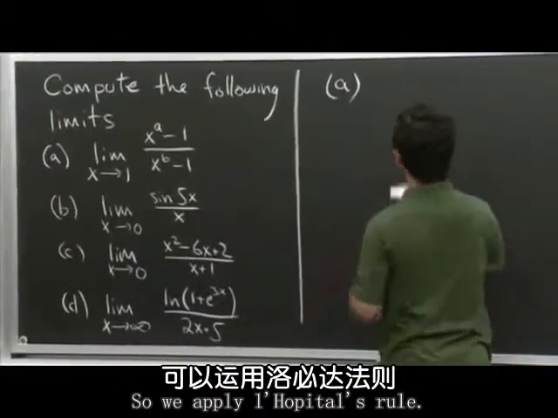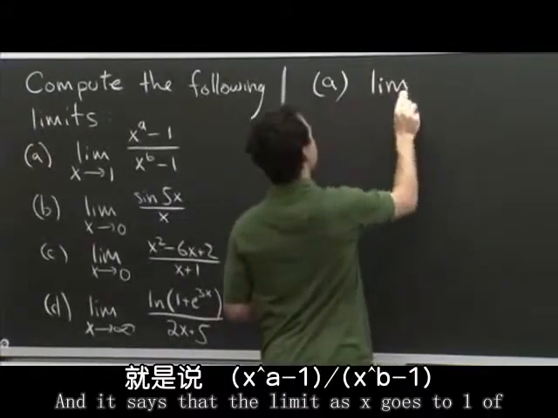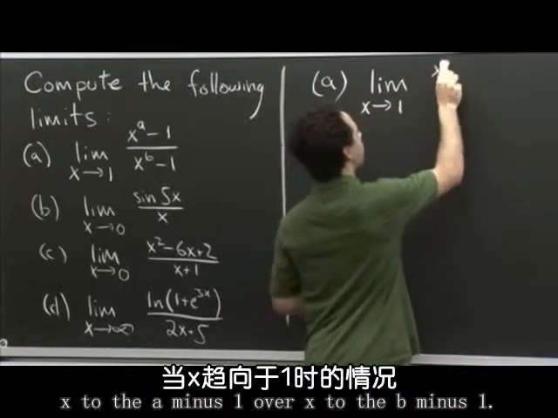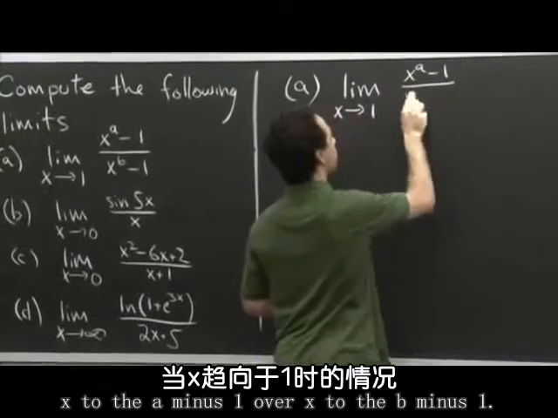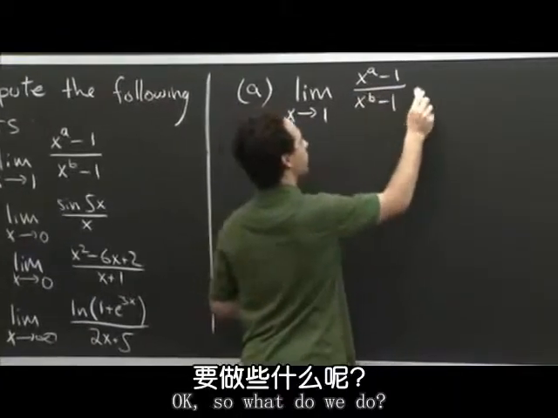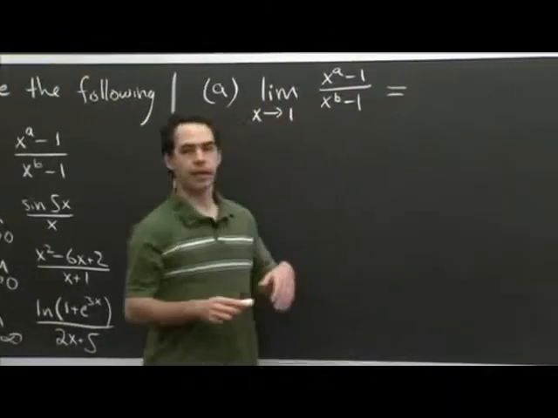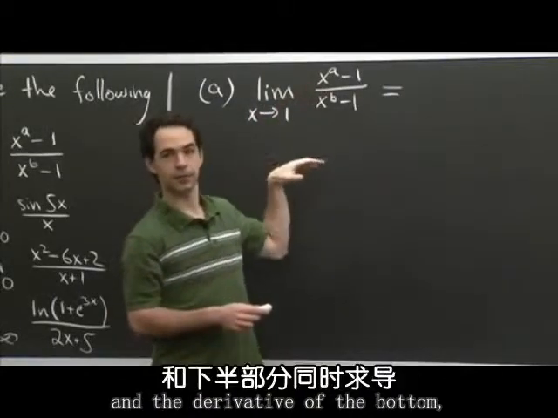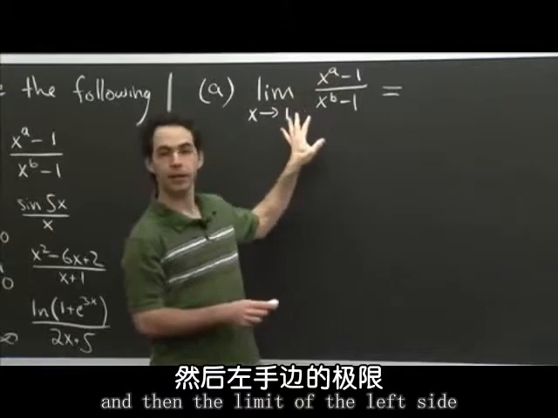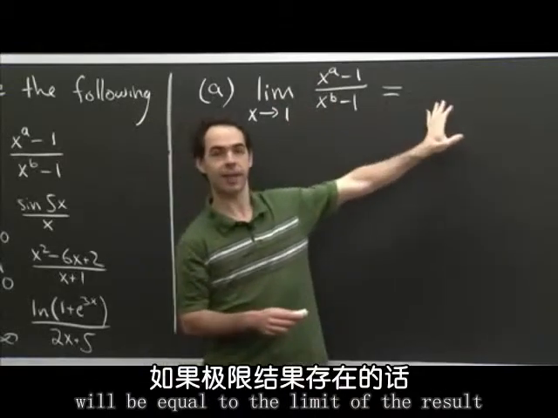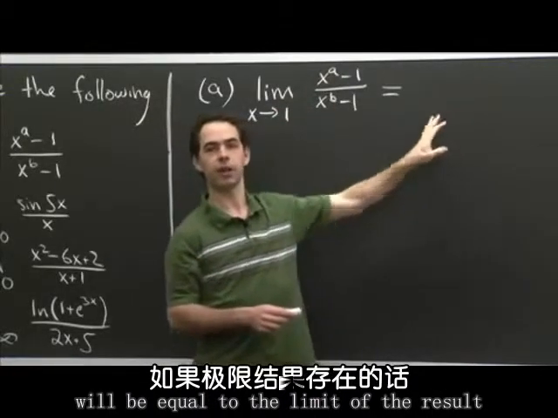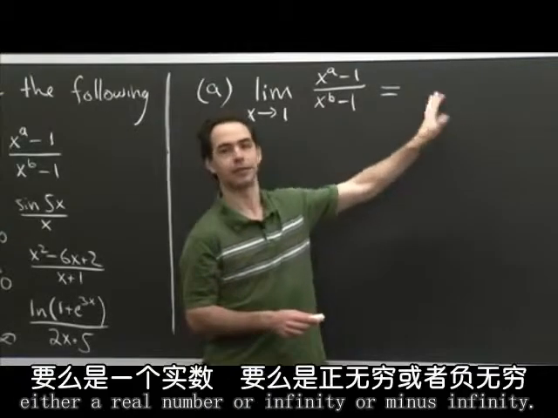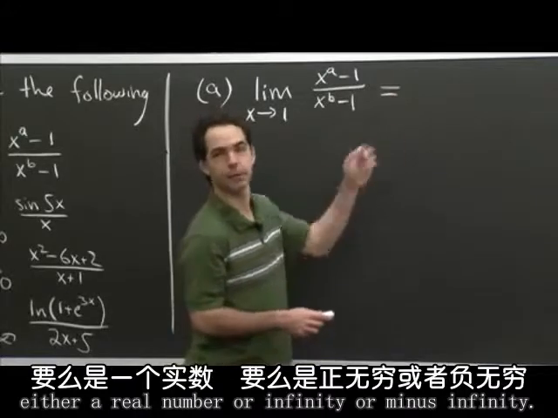So we apply L'Hopital's rule, and it says that the limit as x goes to 1 of x to the a minus 1 over x to the b minus 1. OK, so what do we do? What L'Hopital's rule says is we can take the derivative of the top and the derivative of the bottom, and then the limit of the left side will be equal to the limit of the result, provided the result actually has an existent limit, either a real number or infinity or minus infinity.